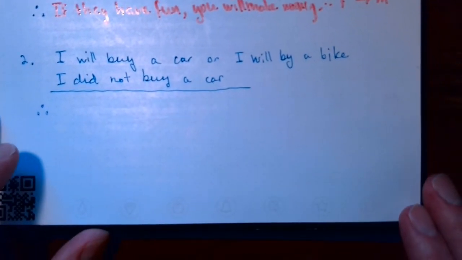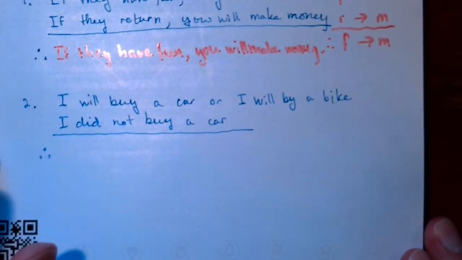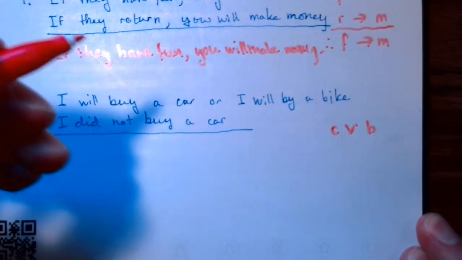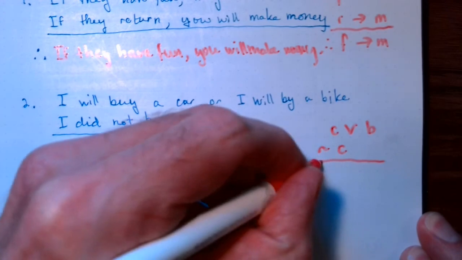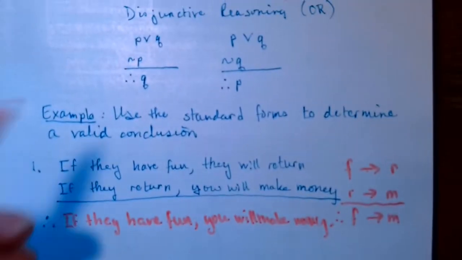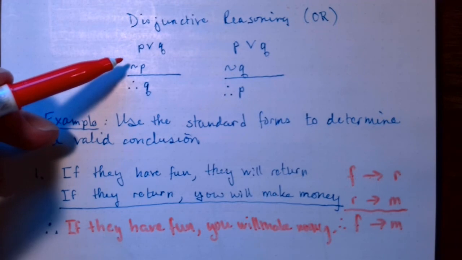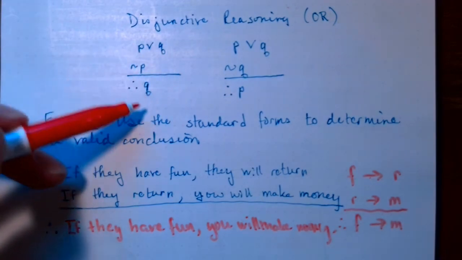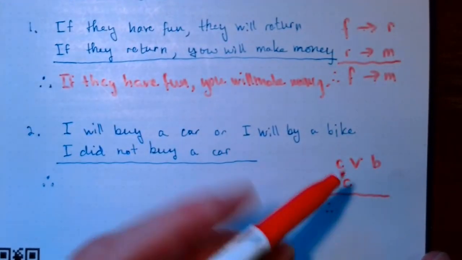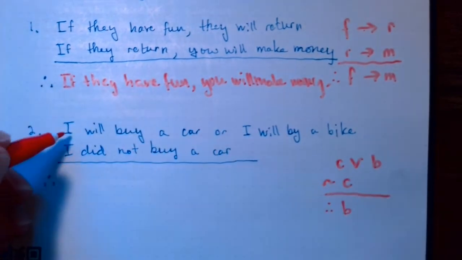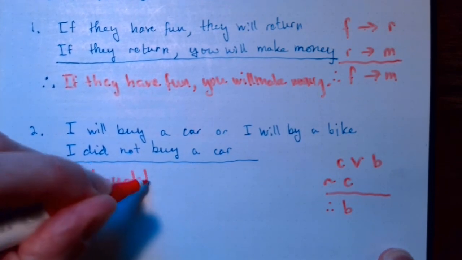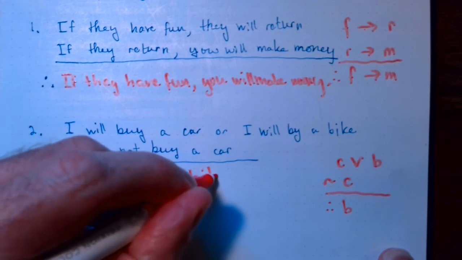All right, let's look at this one down here. I will buy a car or I will buy a bike. I did not buy a car. Let's look at what conclusion we can draw. So the first premise, car or bike. Not car. Therefore, now we see we have disjunctive reasoning here because we have an or. So it's like this one right here. This or that. Not this, therefore that. So therefore, I bought a bike.